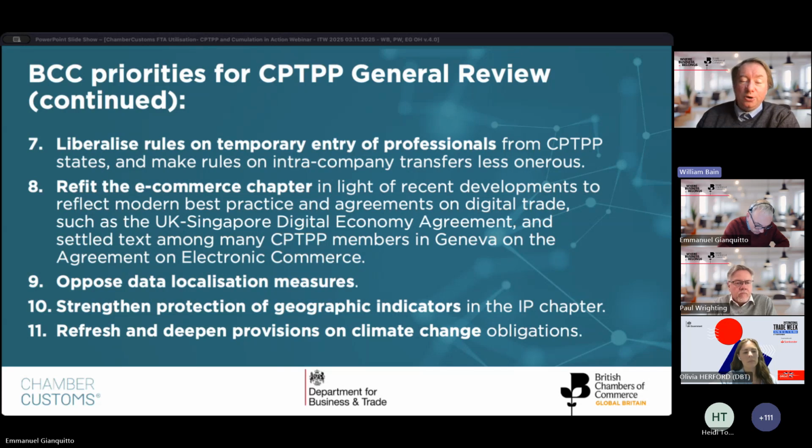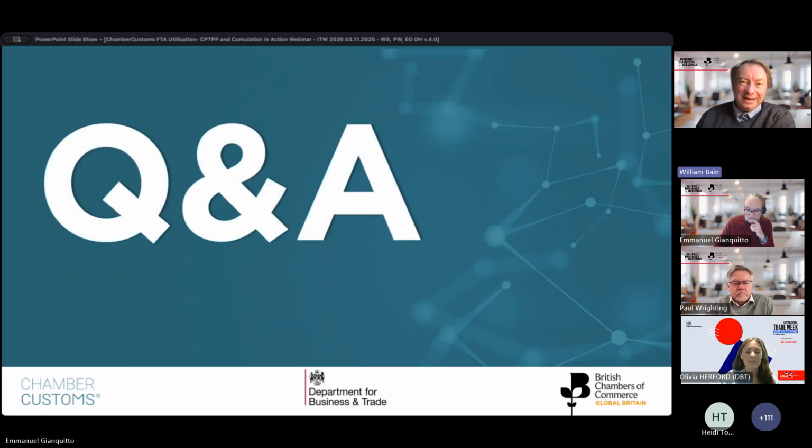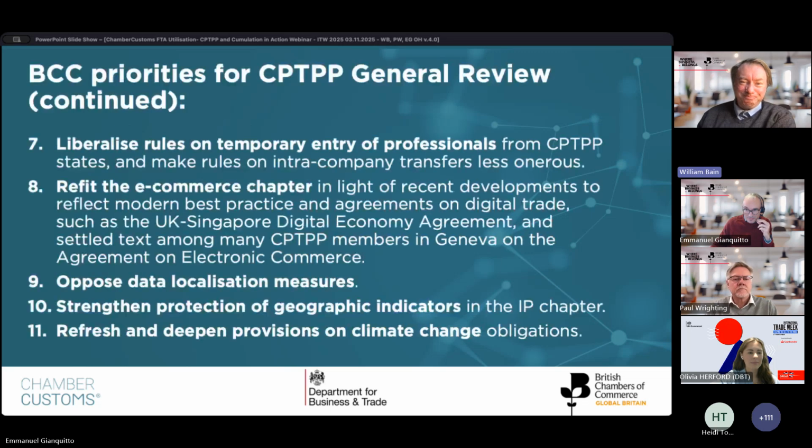And finally, we hope that the review process will lead to a refreshing and deepening of the provisions on climate change obligations as well, recognising that, again, one of the frontiers in international trade are agreements which benefit and scale up investment and open up market access for climate change technologies, seizing the opportunities, but also reflecting a common agenda for countries in terms of decent and sustainable climate change standards as well. So those are our priorities, 11 strong, and back to you, Emmanuel, for the Q&A.